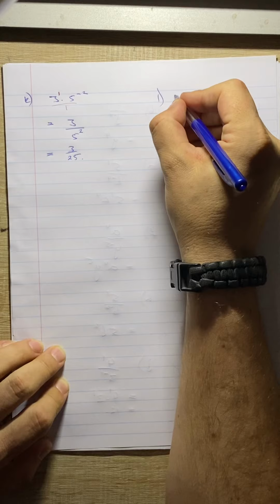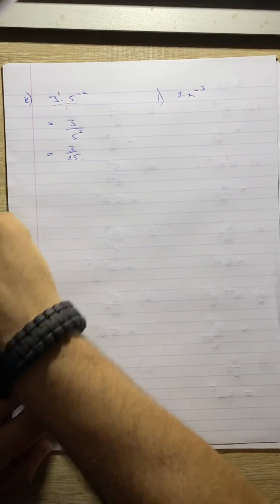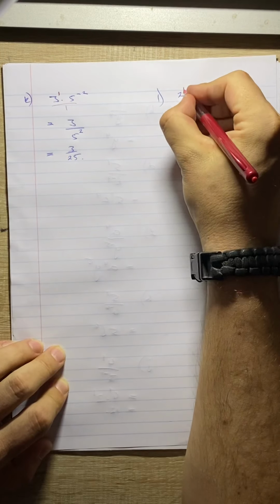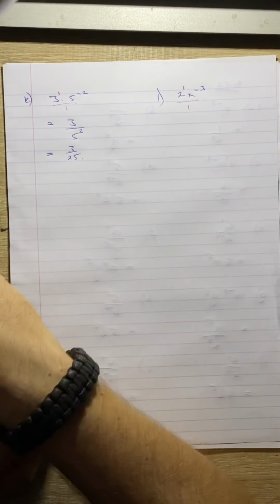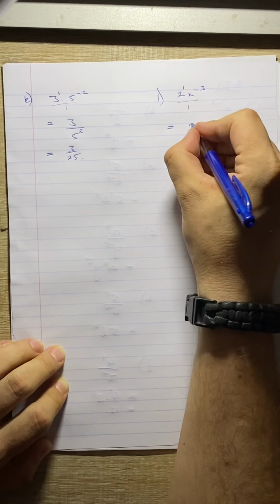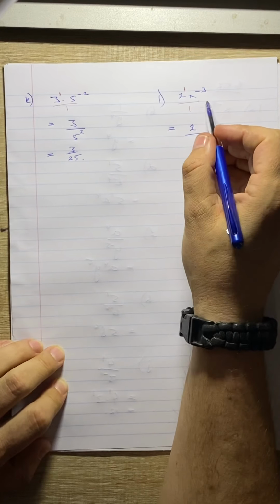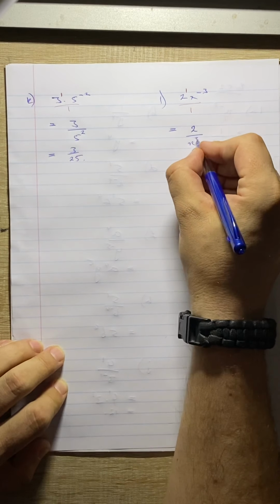Question L, we've got 2x to the minus 3. Put in my invisible exponents, and over an invisible 1. Okay, so we're going to leave the ones with positive exponents where they are, so 2 to the 1 over. This one wants to be at the bottom because it's negative, so it's x cubed.